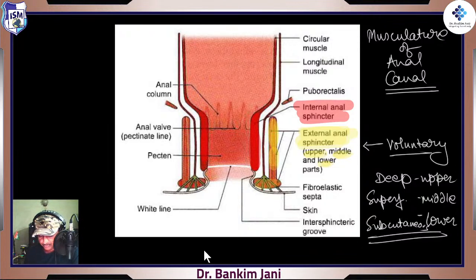And this is thrown into fibroelastic septa. And see, these are the circular muscles and the longitudinal muscle, and that's what comprises this sphincter. Now to do this, watch for the puborectalis. Just watch that that's the location of puborectalis, because now we are about to talk about puborectalis.